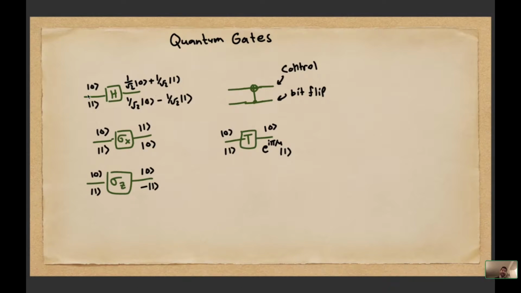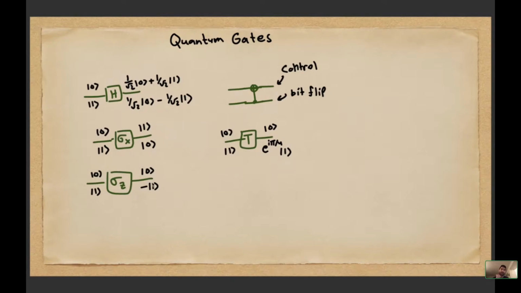Then we have the Pauli X gate, which essentially is the NOT gate. If you give it a 0, it gives you a 1. If you give it a 1, it gives you a 0. Very simple. Then the Pauli Z gate, which is a phase gate. If you give it 0, it does nothing. But if you give it 1, it flips the sign on the 1. It adds a negative to it. So these are 3 gates which are important.